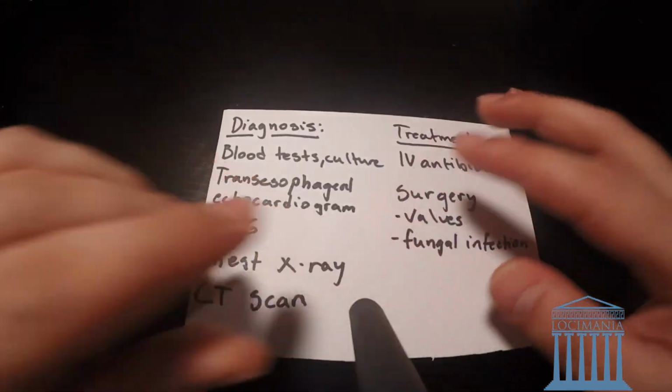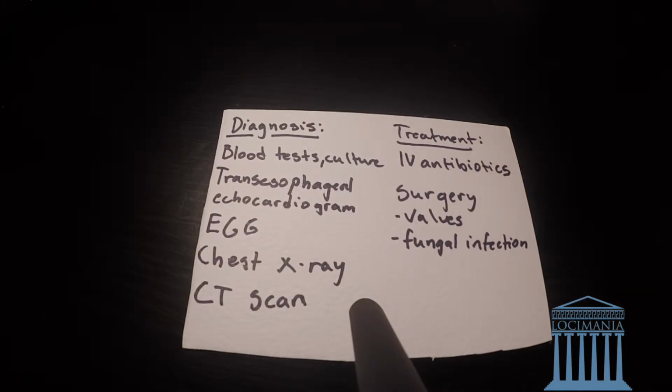Lastly, you have diagnosis and treatment. You do a blood test and culture the blood in order to see if the patient has any anemia, which is a sign of endocarditis. You need to identify the bacteria in the bloodstream.